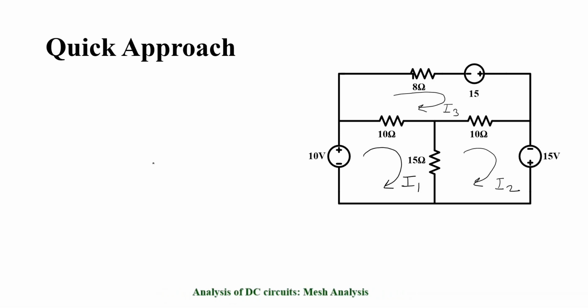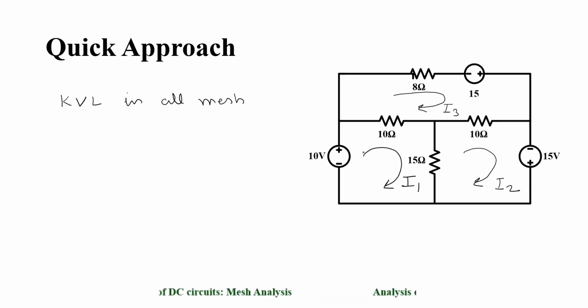Now I'm going to write down the KVL for all meshes. In such a case, I'll get three simultaneous equations. So I am going to write down KVL in all meshes, and I'll write down the simultaneous equations in one go. First of all, I'm looking at mesh 1. This is your mesh 1. This is your mesh 2. And this is your mesh 3.